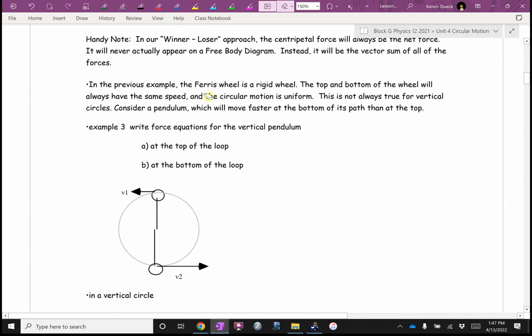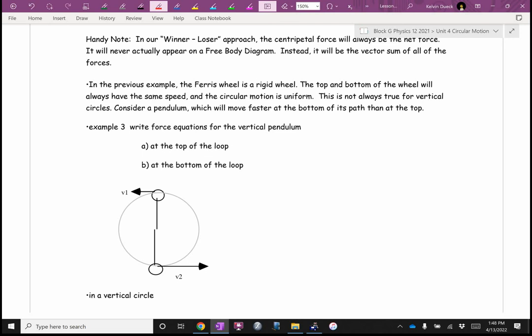In the previous example, a Ferris wheel is a rigid wheel. And what that means is your speed is the same everywhere. Compare that with a pendulum. What's a pendulum? A mass on the end of a rope like this. If I spin this vertically, sorry for those of you at YouTube, but those of you in my class watch, if you watch close, it slows down at the top and speeds up at the bottom.